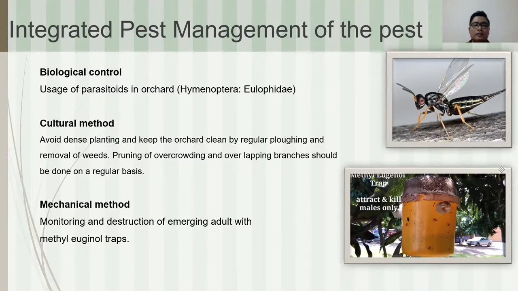Next are the cultural methods. The farmers must avoid dense planting and keep the orchard clean by regular weeding and removal of weeds. Pruning of overcrowded and overlapping branches should be done on a regular basis. And lastly, the mechanical methods. The farmers should monitor and disrupt adults with pheromone traps. This will attract the males of the species, then the population will decrease.